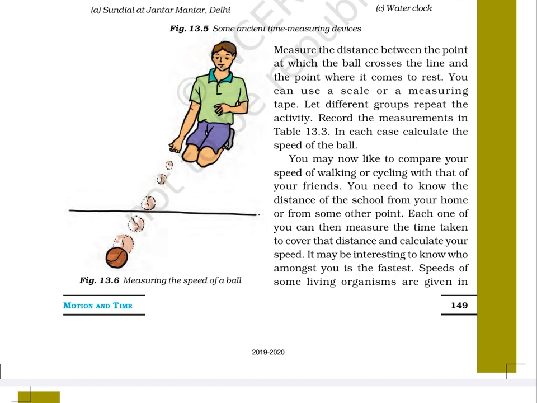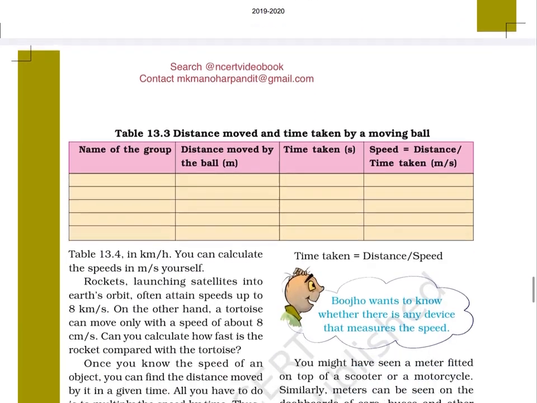You may now like to compare your speed of walking or cycling with that of your friends. You need to know the distance of the school from your home or from some other point. Each one of you can then measure the time taken to cover the distance and calculate your speed. It may be interesting to know who amongst you is the fastest. Speeds of some living organisms are given in table 13.4 in kilometer per hour. You can calculate the speeds in meter per second yourself.